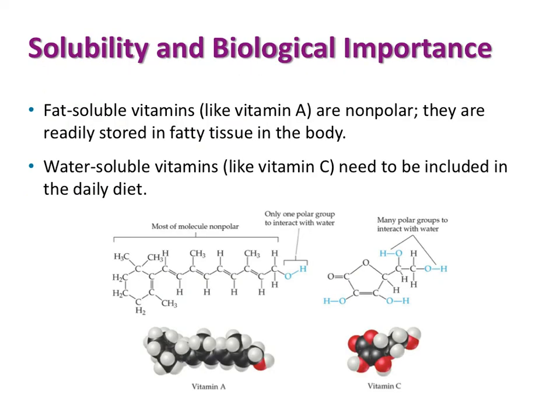So to give you another example of how solubility is important, here we have some fat-soluble vitamins like vitamin A versus water-soluble vitamins. Fat-soluble vitamins will be readily stored in fatty tissue. Water-soluble vitamins like vitamin C can be excreted out of your body pretty easily because they're dissolved in water, so they can be excreted in urine. Versus fat-soluble vitamins, which can get stuck in your fat tissue.